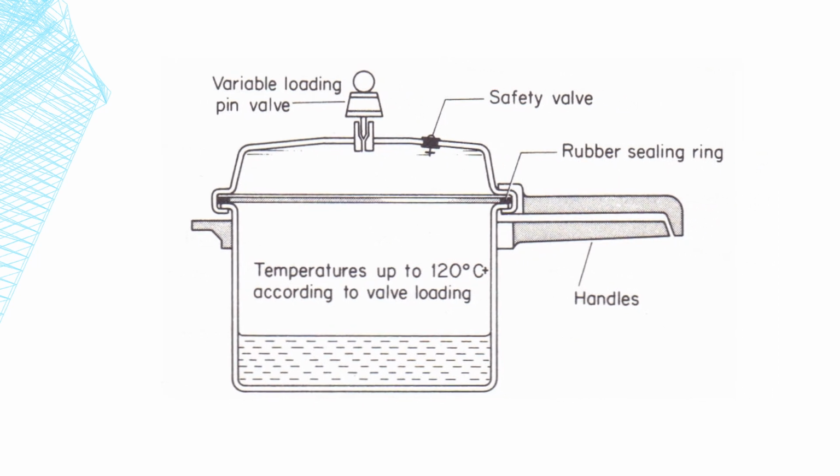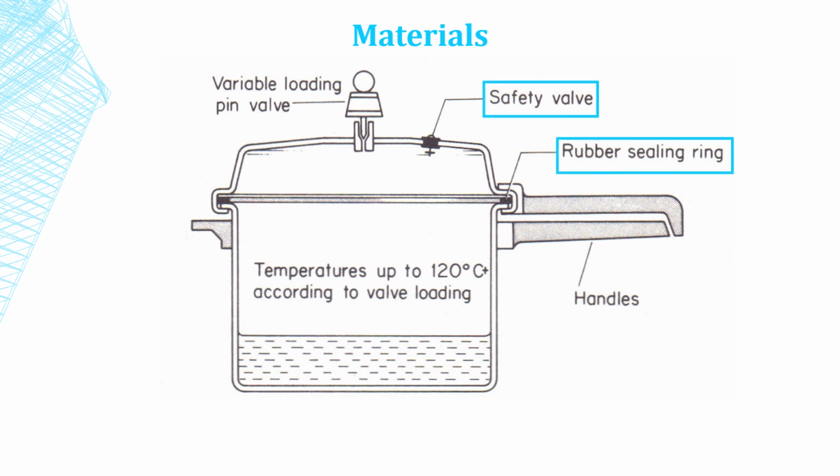Now, identifying and applying correct materials to each part of the pressure cooker is an important step. Pressure cooker walls are made up of metals like aluminium or stainless steel. Safety valve and sealing ring are generally made up of rubber. Pin valve is made up of metal like steel and handle is made up of plastic.